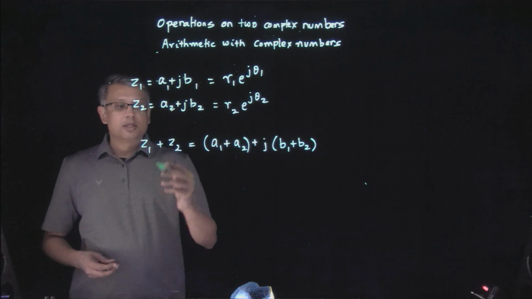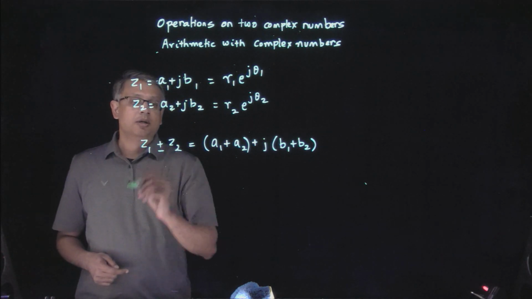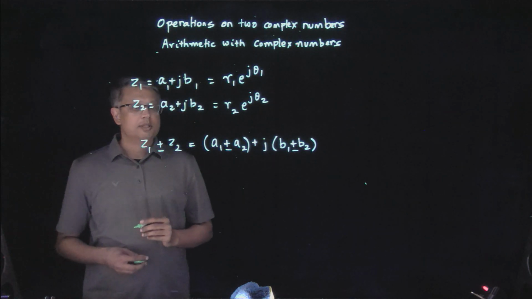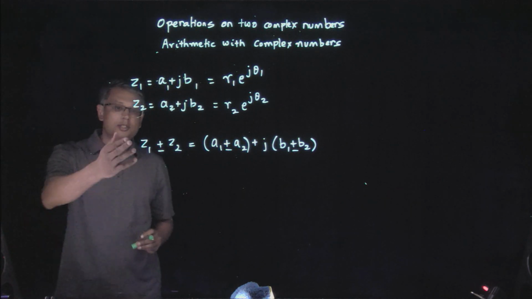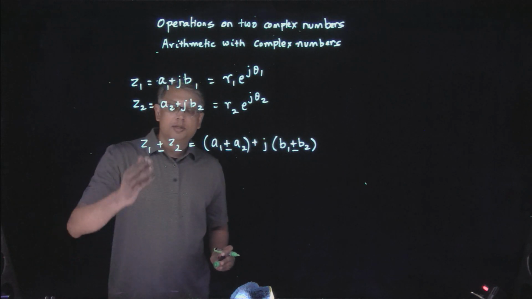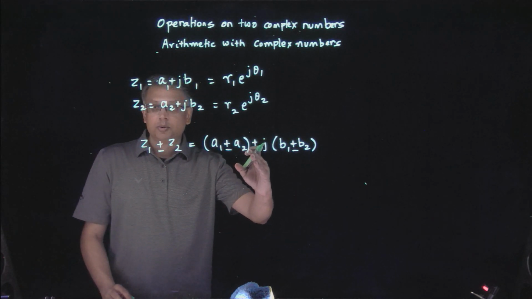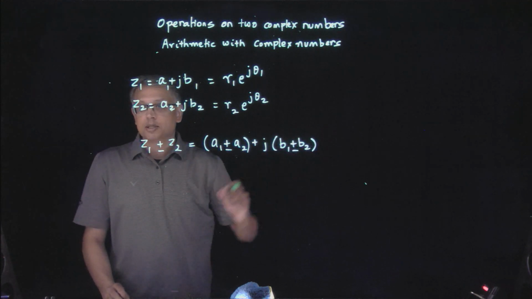And in the same way, you can subtract z2 from z1 by simply subtracting the real parts and the imaginary parts. And so we can say z1 plus or minus z2 is a1 plus or minus a2 plus j times b1 plus or minus b2.